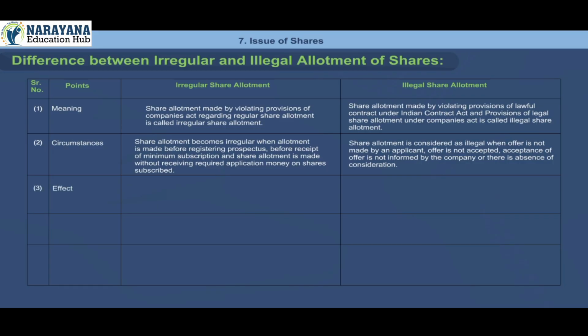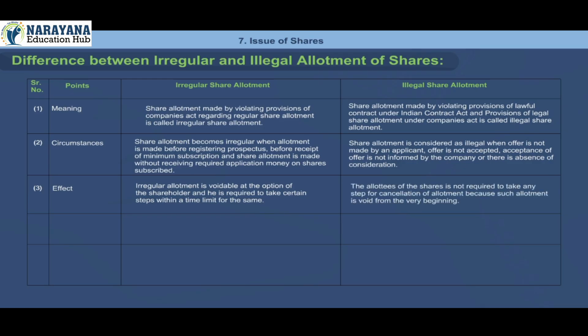Serial number 3. Effect. Irregular share allotment. Irregular allotment is voidable at the option of the shareholder and he is required to take certain steps within a time limit for the same. Illegal share allotment. The allottee of the shares is not required to take any step for cancellation of allotment because such allotment is void from the very beginning.